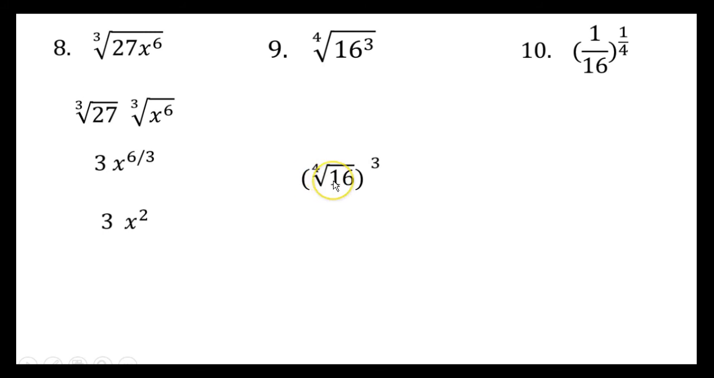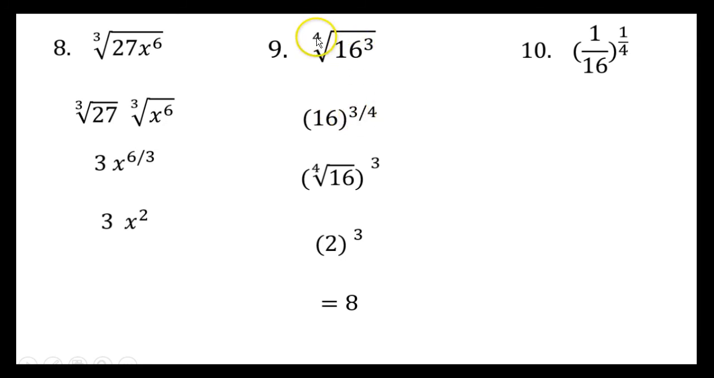The 4th root of 16 can be also written as 16 to the 1/4, or you can use your power chart and see what would you raise to the 4th to get to 16. The answer is 2. So we write it as 2 cubed, or 8. You can also take the 16, raise it to the 3/4, and use your caret button on your calculator to get the answer to this.